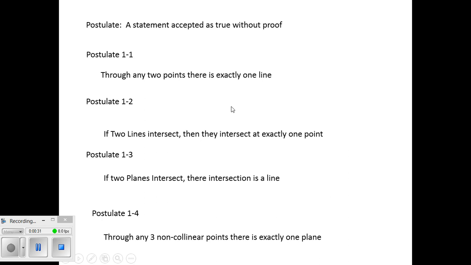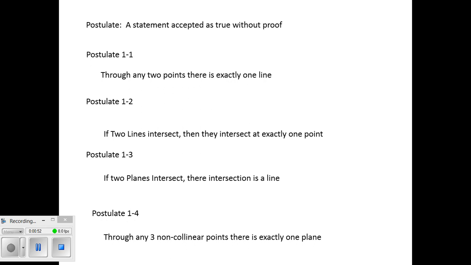So we're going to start talking about postulates, and actually most of these postulates are ideas from Euclid, who built our geometry. A postulate is a statement that is accepted without proof. Basically, there's got to be some building blocks where we start, and this is where we start.